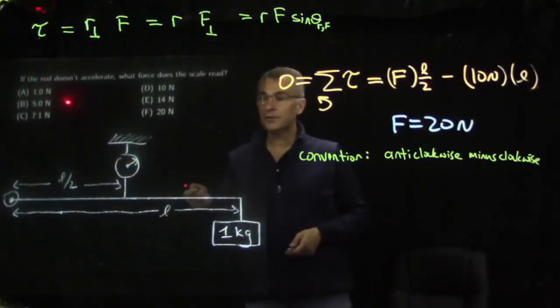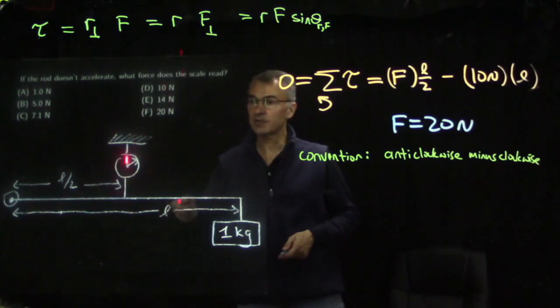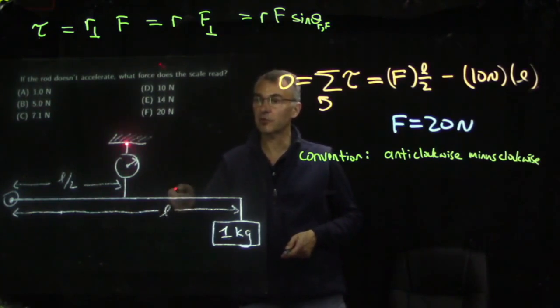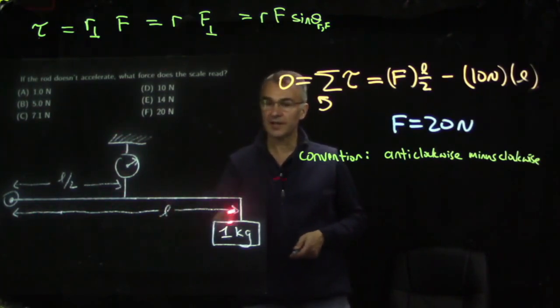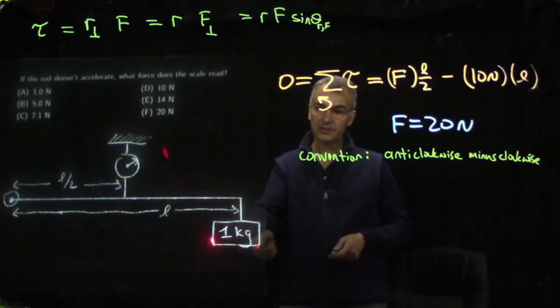Good. Okay, now here's the pivot way on the left, and halfway across the ruler I have an unknown force which is upward. Then all the way across I have a 10 newton force which is downward. So 1 kilogram times little g is 9.8 newtons. We'll call that 10 newtons. So we have 10 newtons downward.